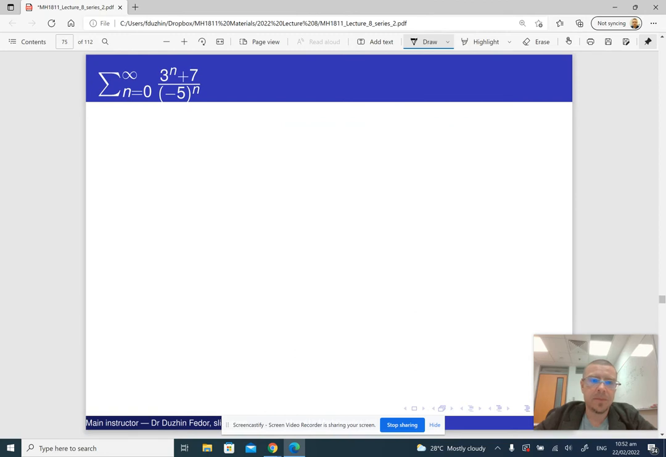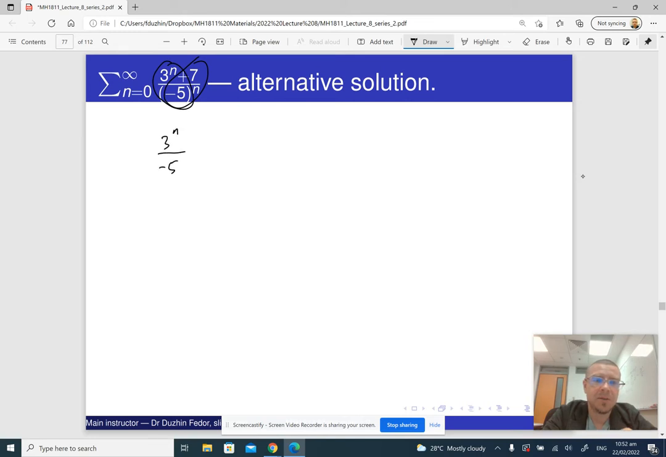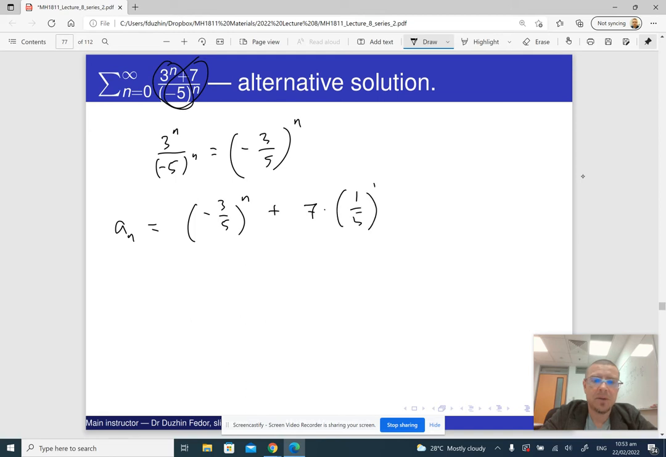Okay, right, so here it all goes. Now, in this case, it is not the only way to find out. So another thing that we could do, we could just split it into two parts, right? And then we have 3 to the n divided by minus 5 to the n is really the same thing as negative 3 over 5 to the n, right? So our series is really negative 3 over 5 to the n plus 7 times 1 over 5 to the n.